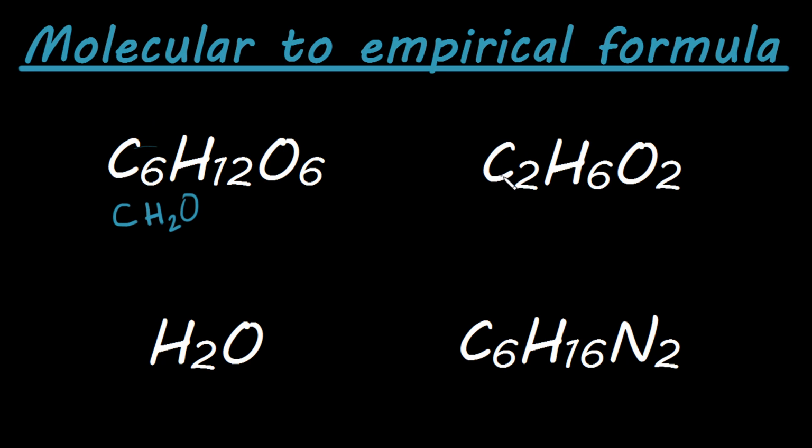And so over here we have C2H6O2, our greatest common denominator that we can divide this by is going to be 2. So C, 2 divided by 2 is 1. So C1, H6 divided by 2 is H3. And then O1, so the imaginary 1 once again. So we have CH3O is going to be the empirical formula for this molecule.